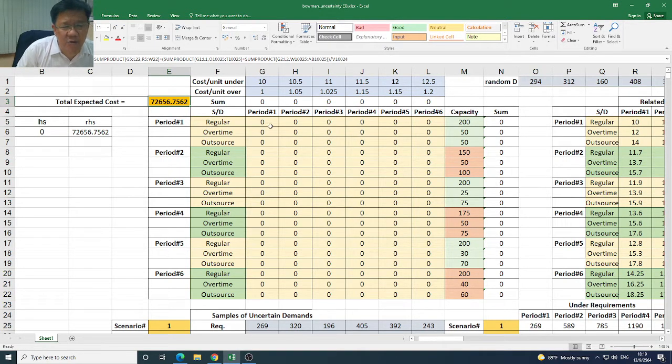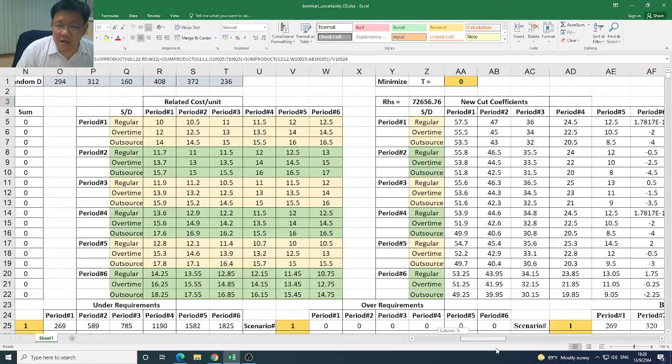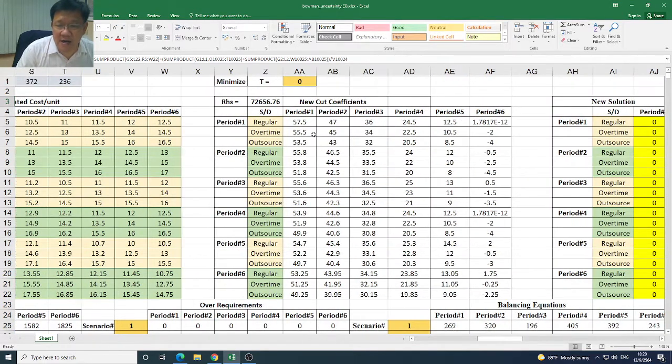It means that if you don't do anything, you're not going to produce anything. You're going to use the back order, or outsource additional capacity that does not belong to the capacity under control here. So you're going to end up with 72,656.7506 units of total cost, according to here. And this is the Benders cut.